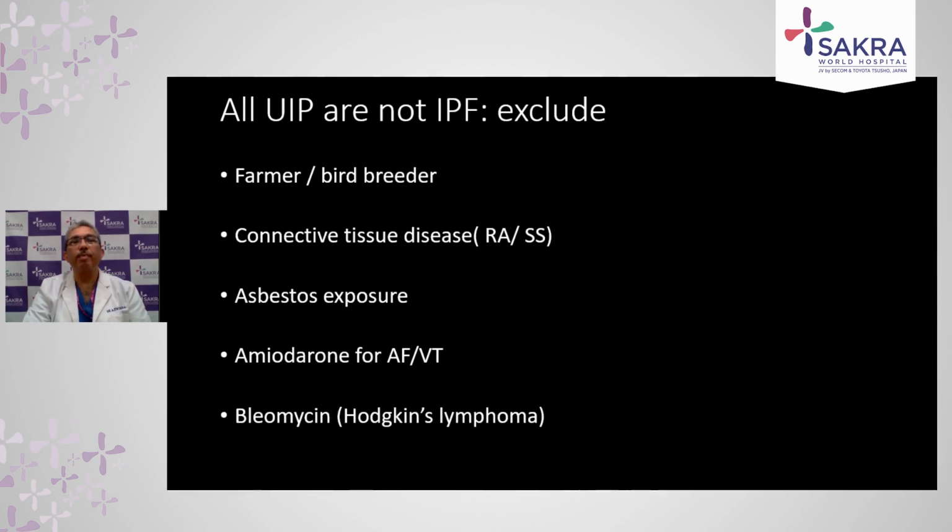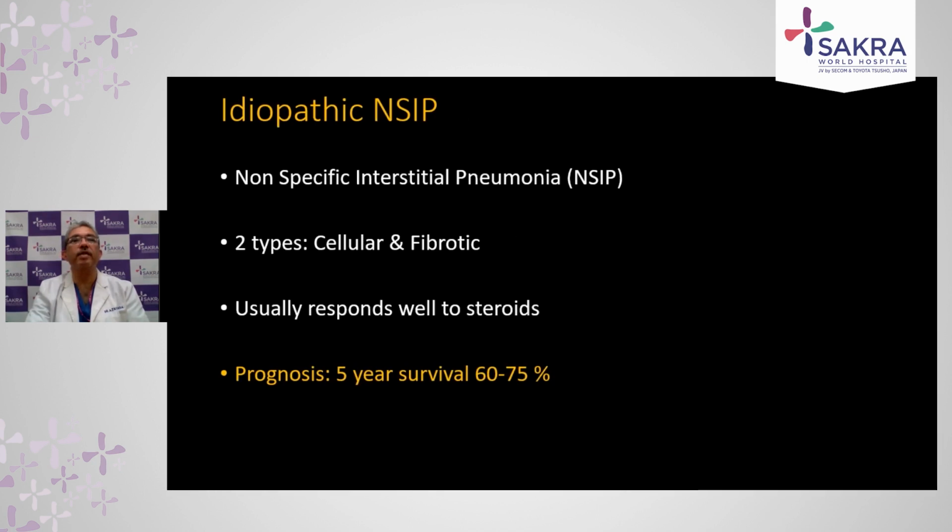All UIPs are not IPF. So if you have a bird breeder or a farmer who has got UIP, or a rheumatoid arthritis patient who has got UIP, or an asbestos patient who has got UIP, or amiodarone or bleomycin history in the past, this is likely to be UIP due to these conditions and not IPF, because IPF, once you label the patient IPF, it is associated with a very high mortality. These other forms of UIP don't have that severe and that sinister a connotation or progression.